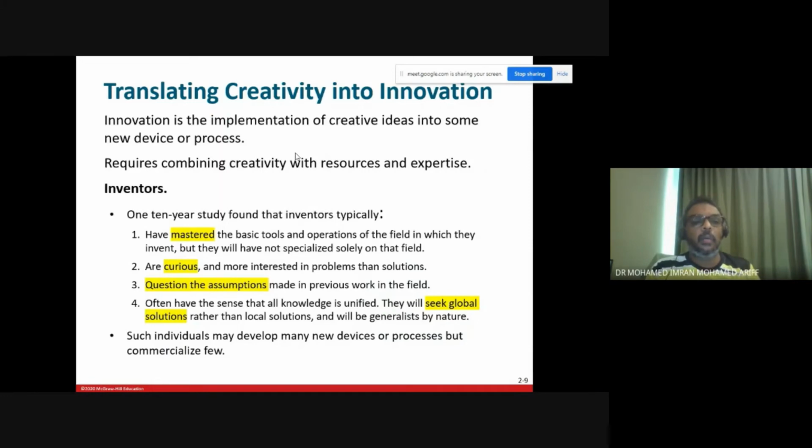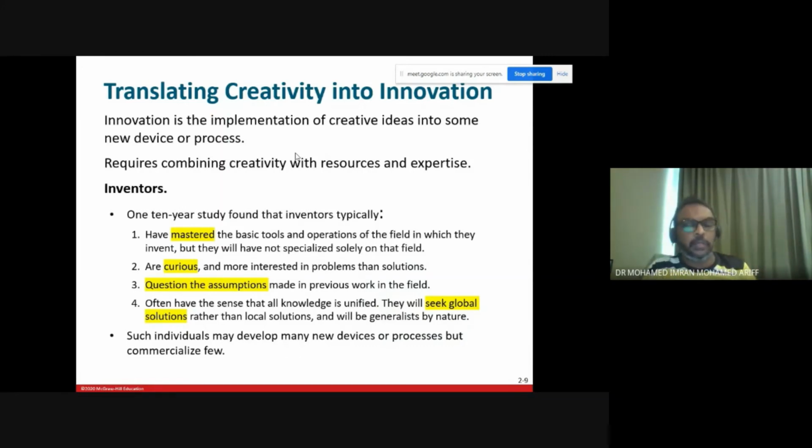Okay. One 10-year study found that inventors typically have mastered basic skills, basic tools, are curious, question the assumption, and seek global solutions. So if you are the inventor, kat sini bukannya bermaksud you duduk dalam computer laptop, you invent something, tak.